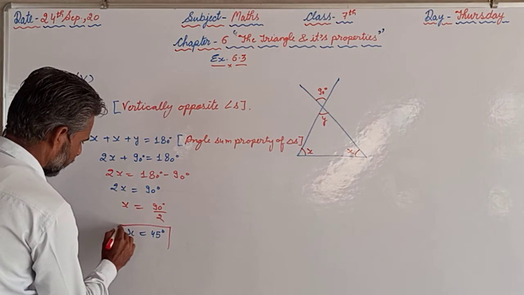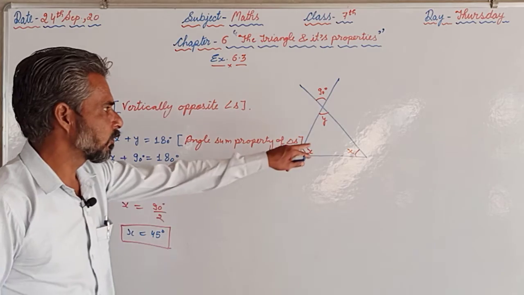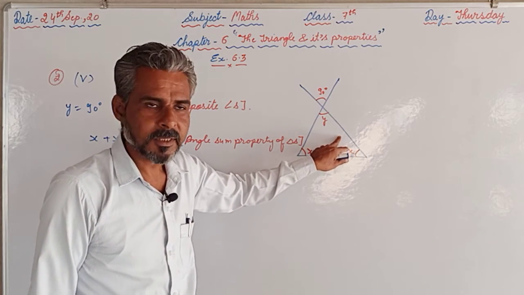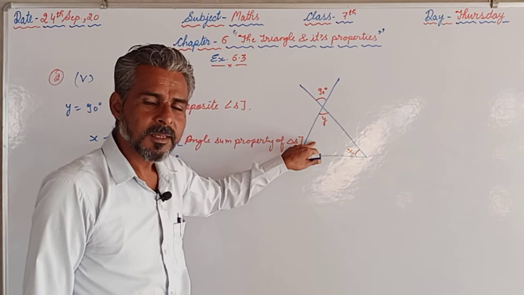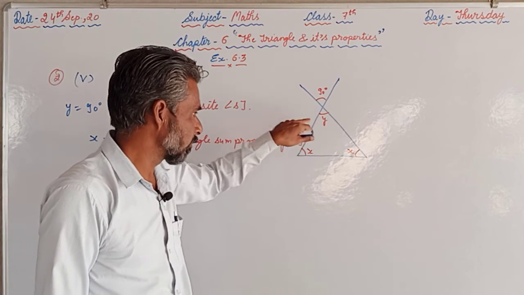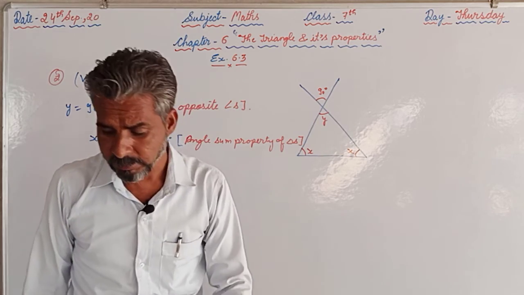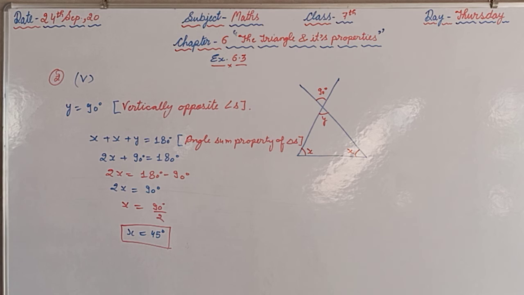That is the answer, and the name of this triangle will be isosceles because the base angles are equal. If base angles are equal, then sides will also be equal, and the name of the triangle will be isosceles triangle. After that, the last part is there that you are supposed to solve by yourself.